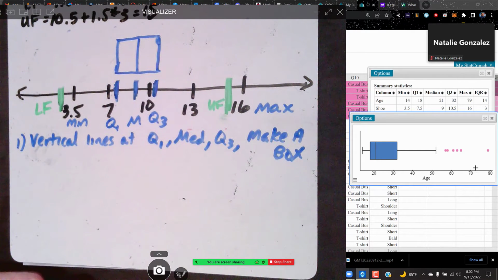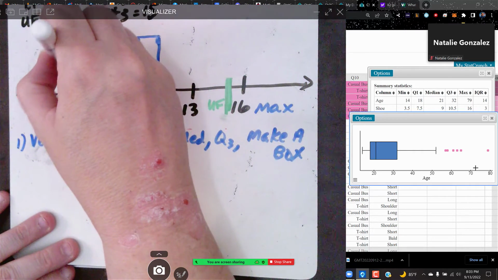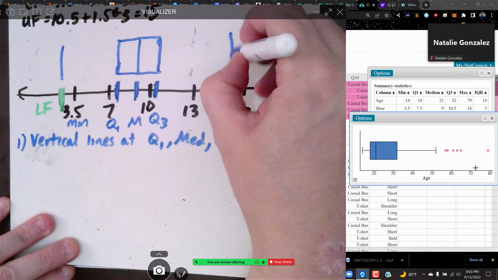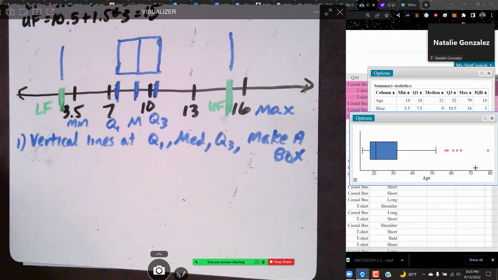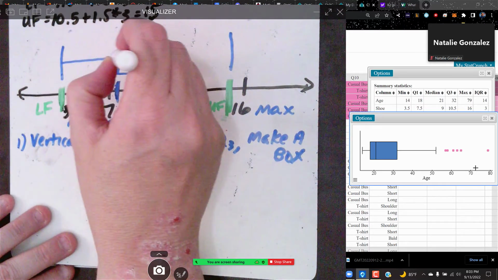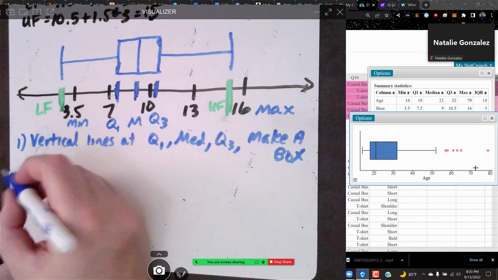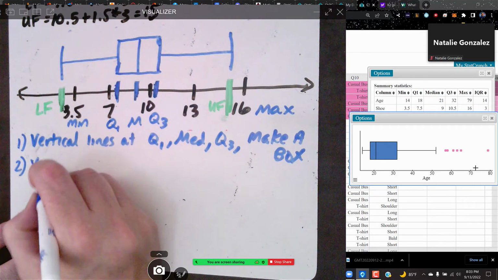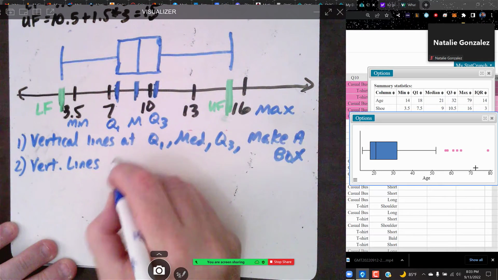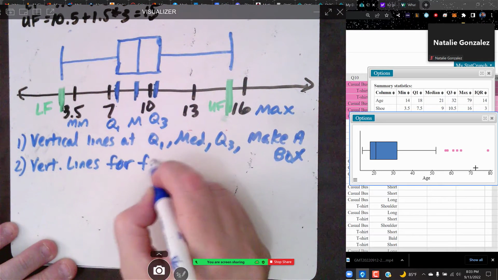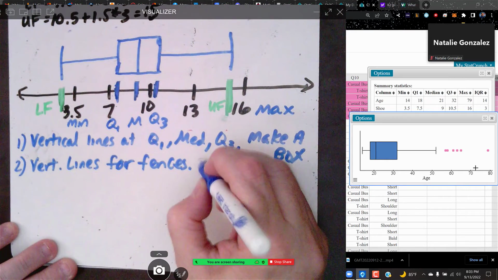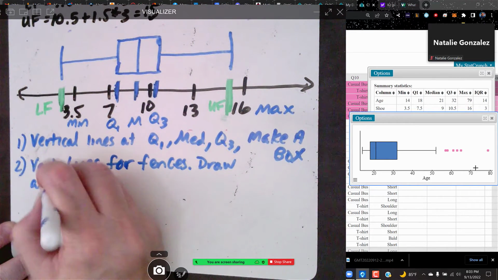Okay. Then you pencil in the fences as lines, and you connect them to the box. Vertical lines for fences, and draw a horizontal line connecting it to the box.